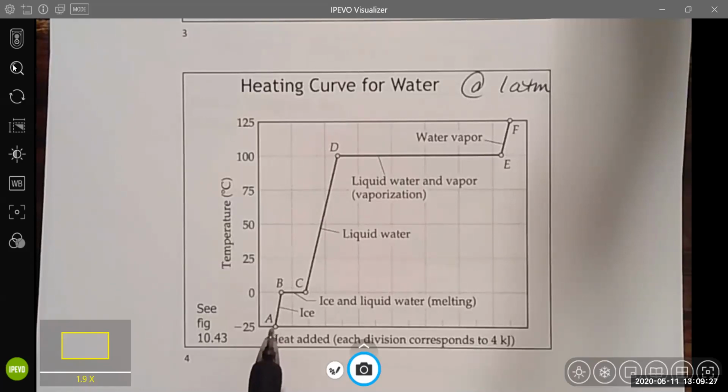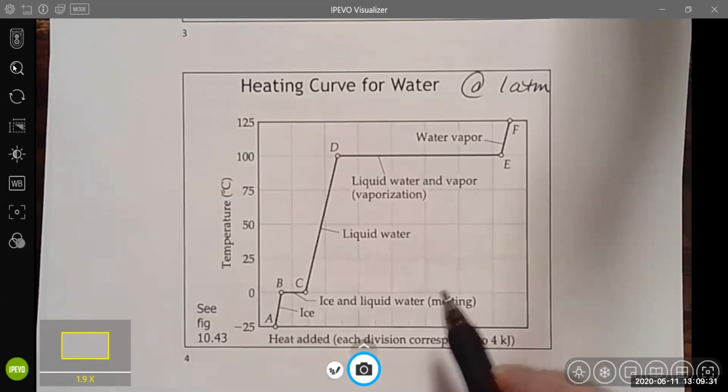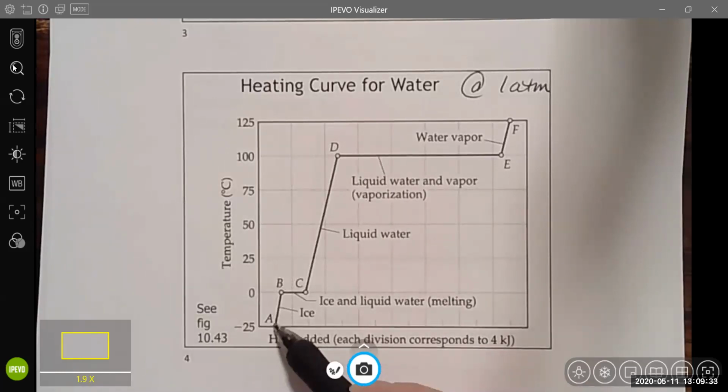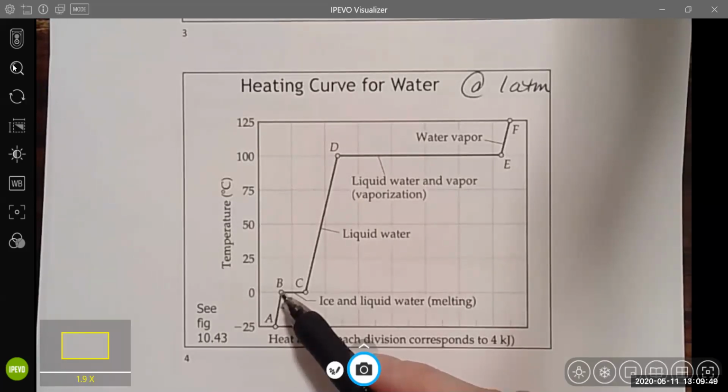And then what happens is, as we go across to the right here, we're adding heat. So we're adding energy and we're warming up the ice. So to go from A to B, the ice is still ice, but now it's not as cold anymore. So now we've gone from negative 25 to 0 on the ice. Until we get to B, what we have is ice that is at 0, which is the melting point.